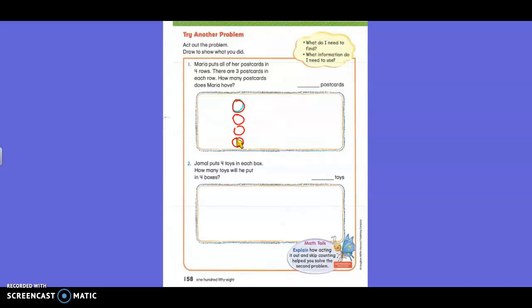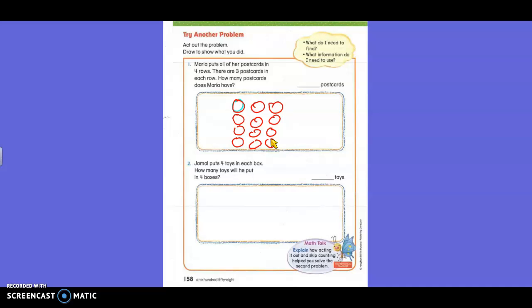Okay. And how many postcards are in each row, Grayson? 3 are in each row. So make sure each row has 3. Don't do 3 more. Just add. Make sure every row has 3. Just add 2. Yeah.